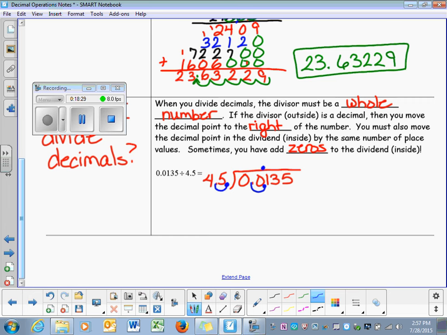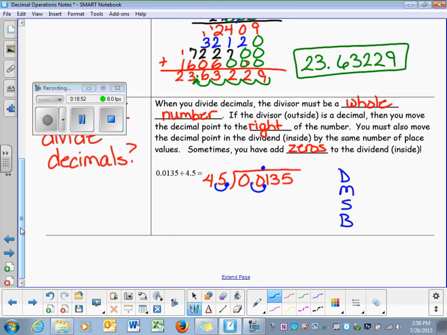Okay, so I had to move one place to the right in the divisor, which means I moved it one place to the right in the dividend, and the decimal points line up perfectly in my quotient. So a lot of vocabulary there, but we're still going to use does McDonald's serve burgers to help us remember the steps.